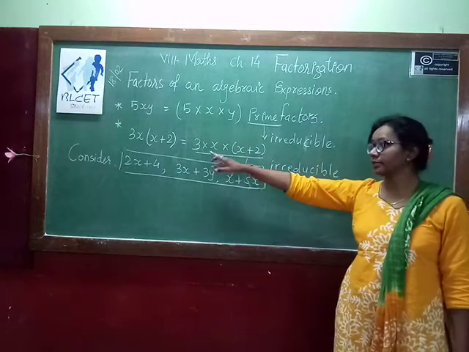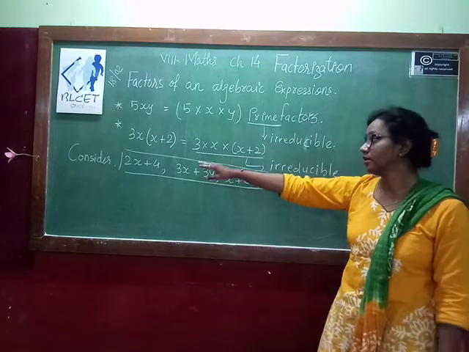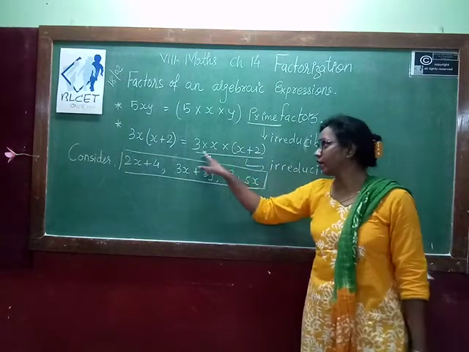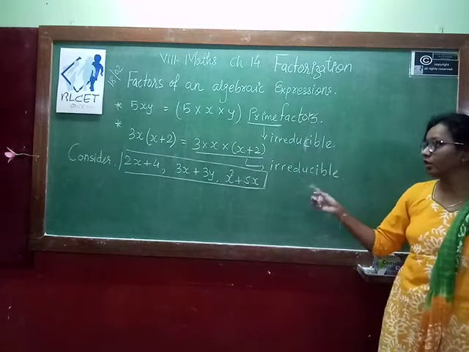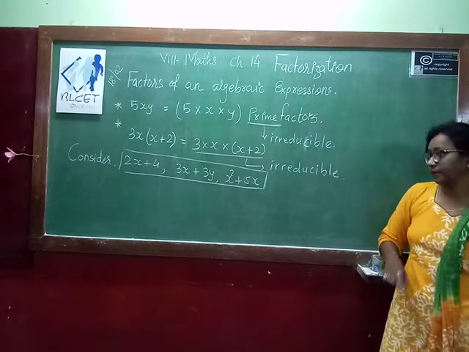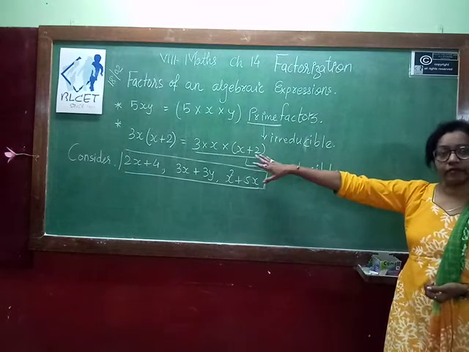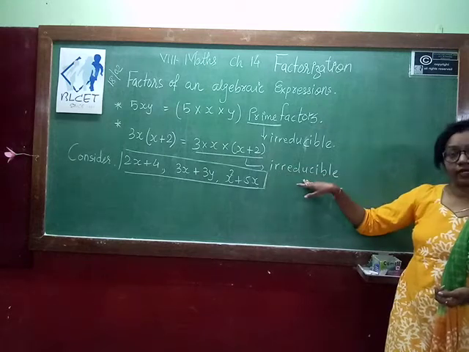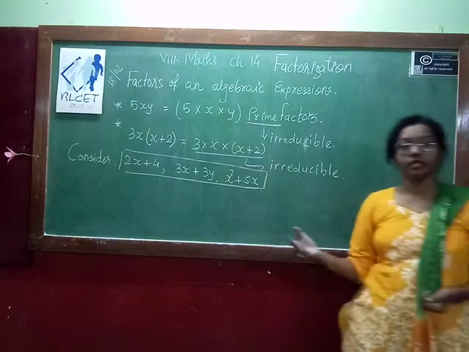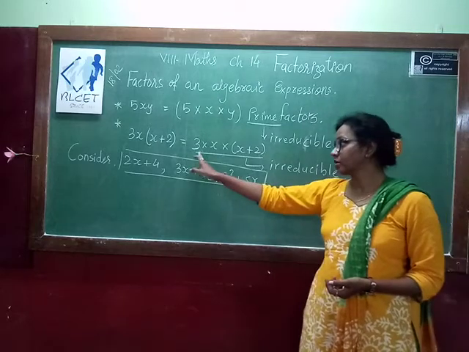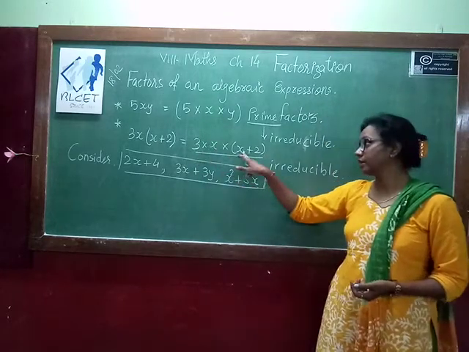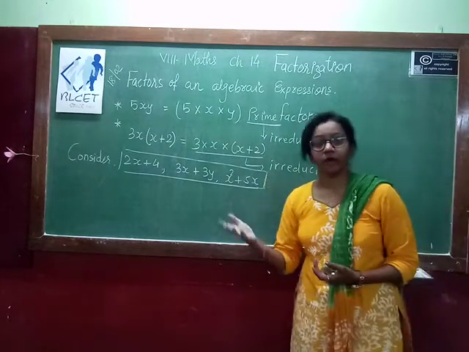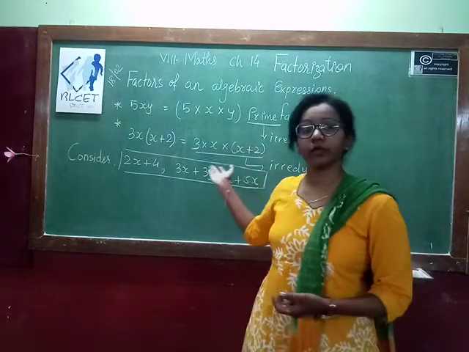Suppose you have 3x in bracket x plus 2. So what are the factors? Factors are 3 into x into x plus 2. So 3, x and x plus 2 are the factors of 3x times x plus 2. But we cannot say these are prime factors, we can write that these are irreducible factors because we cannot get any further divisible numbers, because 3 is a prime number, x is a variable, here x is also a variable, 2 is also a prime number. Okay, so if you have monomial terms, this is the way you can do the factorization.